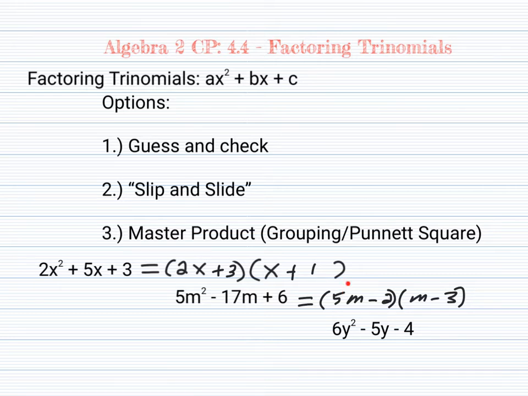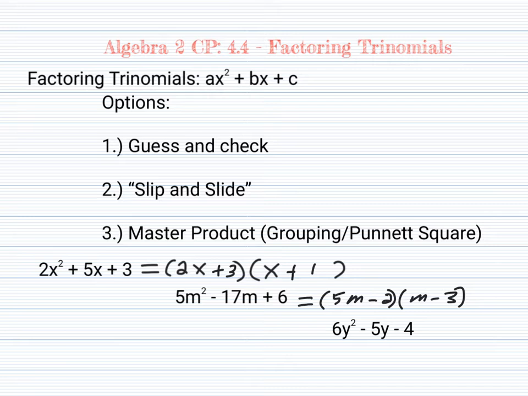You see it's 5m times m is m squared. Negative 2 times negative 3 is positive 6. But now outside inside, negative 15m, negative 2m. That's the negative 17m that I need. So that one's done. That's it. That's all there is to it. I don't need to try another one because there's only one way to do it.